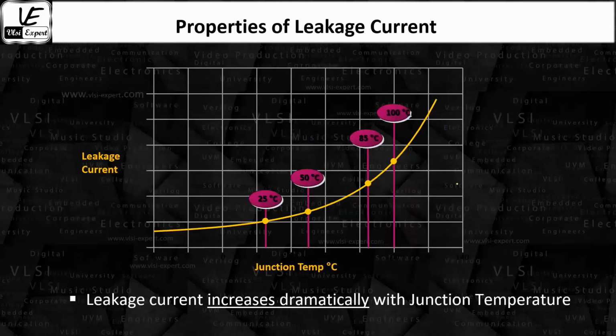Now, properties of leakage current. Leakage current is also affected by temperature. As we can see, as the junction temperature increases, the leakage current also increases proportionally, so the device temperature should be controlled. The heat dissipated by the device should also be controlled. If it crosses a certain temperature limit, it will ultimately increase the leakage current of the device.